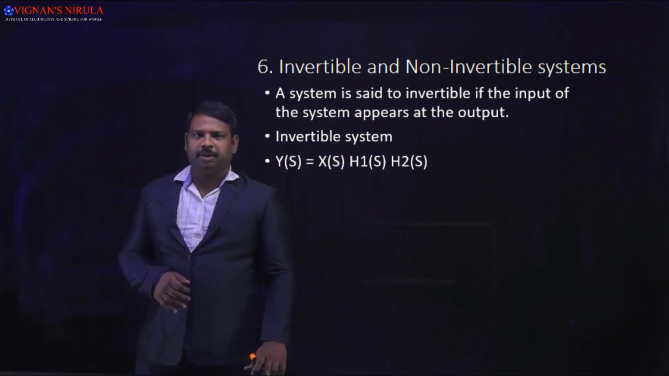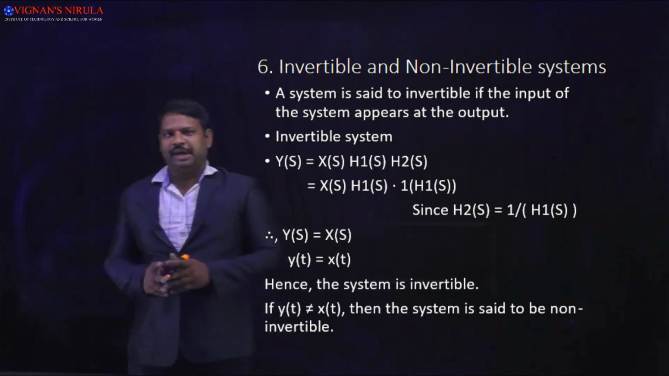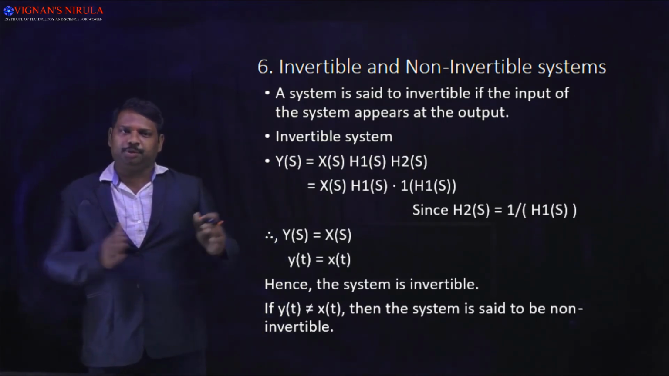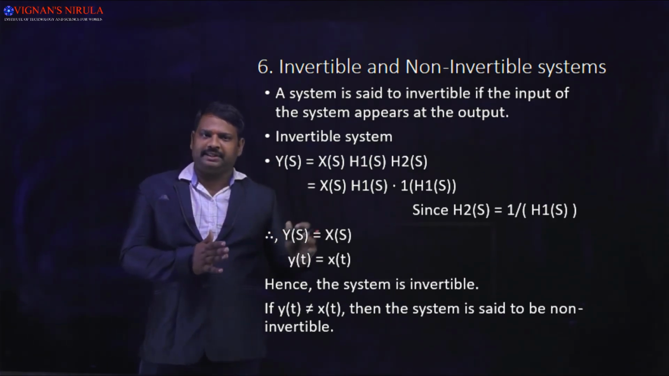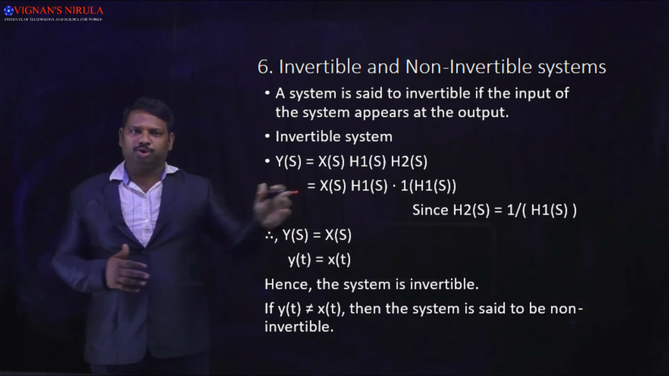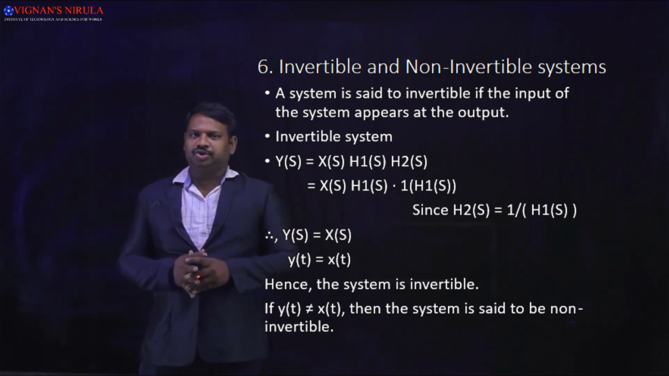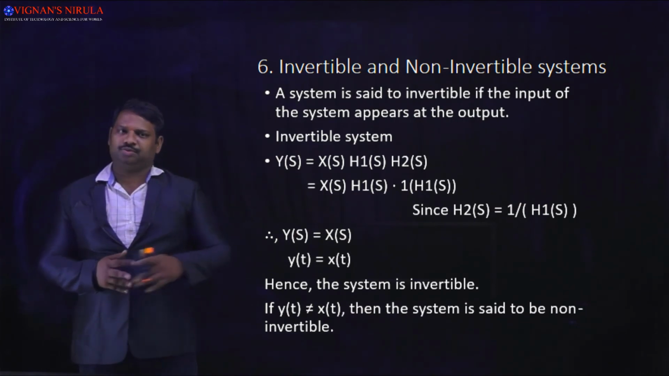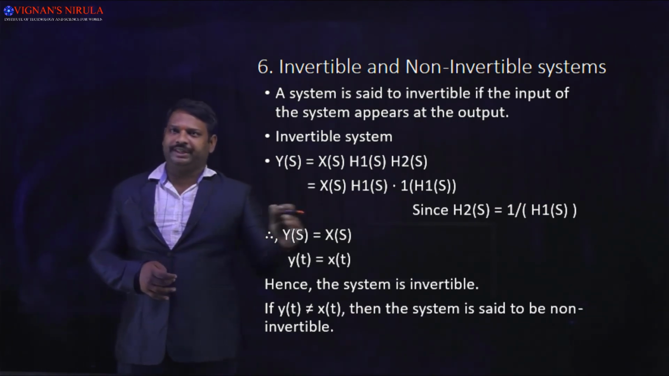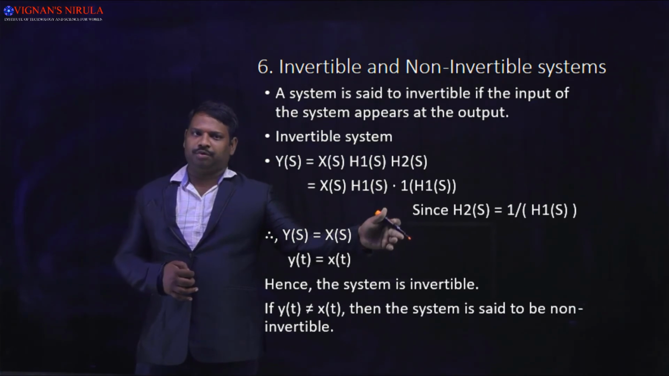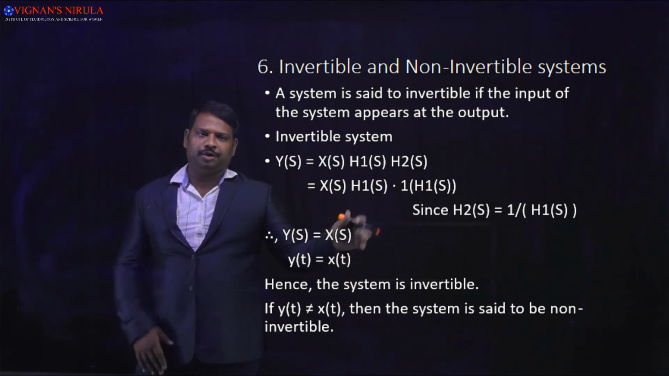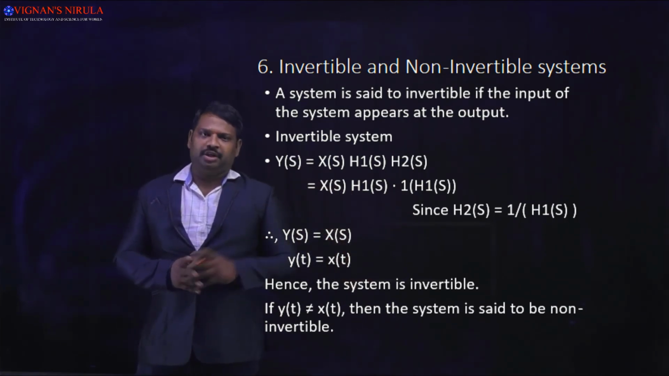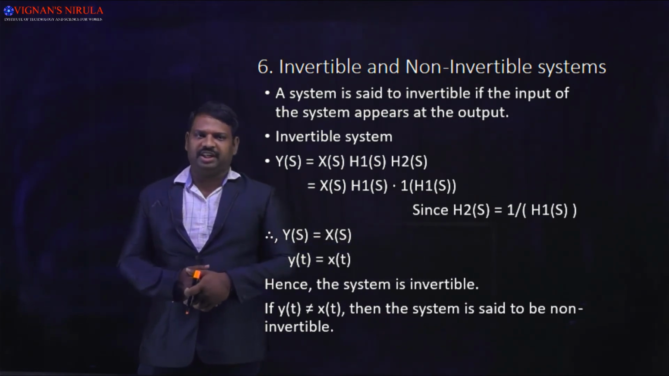Next one is invertible and non-invertible systems. In the invertible and non-invertible system, the system is said to be invertible if the input of the system appears at the output. That is, input and output should be the same. The invertible system can be analyzed by using the Laplace transform like this. That's y of s is equal to x of s into h1 of s and h2 of s, where h2 of s will be the inverse of the first transformation, that is 1 by h1 of s.